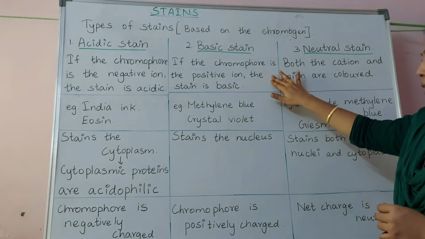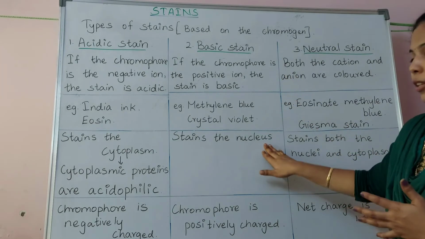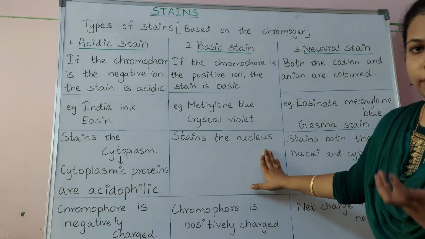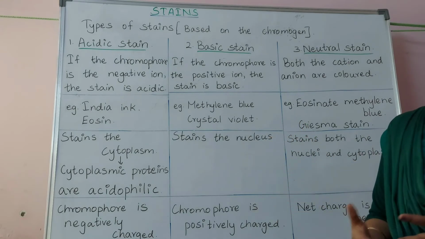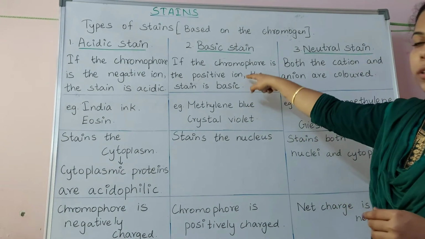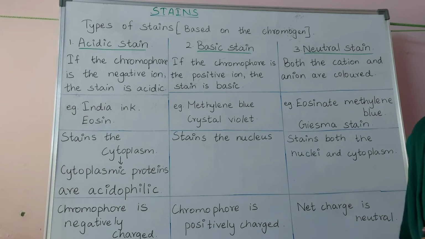And basic stains are used in staining the nucleus and bacterial cells, because bacterial cell wall is negatively charged and nucleus is also negatively charged. So they will attract well to the positive ion, that is chromophore of this basic stain.